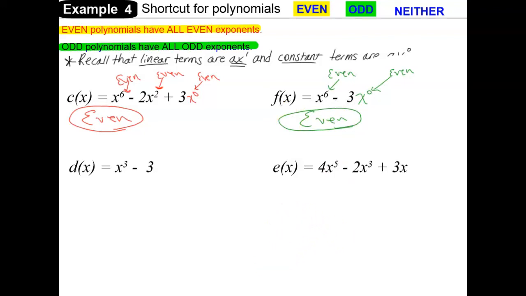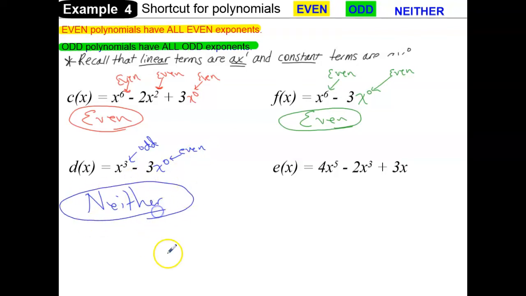Okay, in d of x, we have x to the 3rd power minus 3. Now the exponent of 3, that's an odd exponent. The constant, though, is, remember, x to the 0 power, and 0 is an even exponent. If you have a mixture of even and odd exponents in your polynomial, that's neither even nor odd, because it can't be both. So this one we would classify as neither.